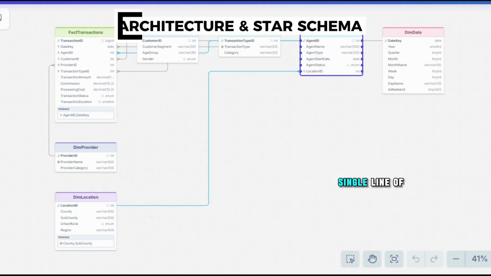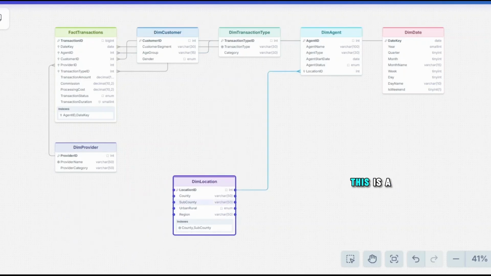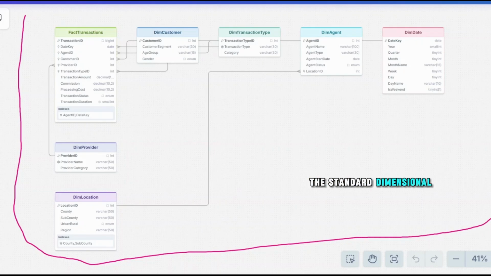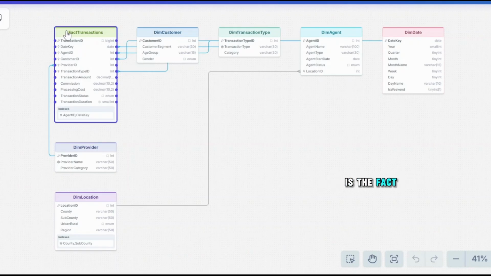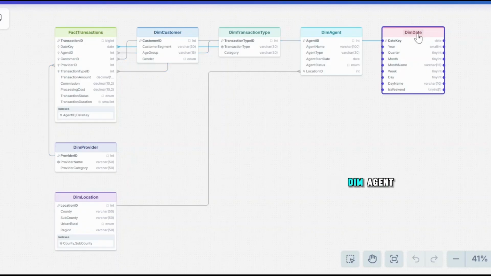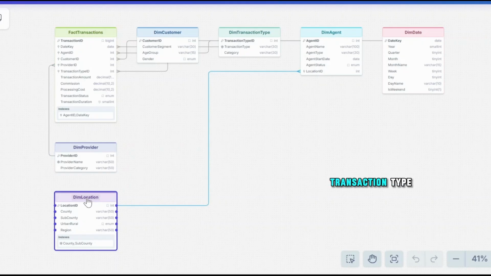Before writing a single line of Python or SQL, I designed the data model. This is a star schema, the standard dimensional modeling pattern used in enterprise business intelligence. At the center is the fact table, fact transactions, which will hold all 1 million transaction records. Surrounding it are 5 dimension tables: DIM date, DIM agent, DIM customer, DIM provider, and DIM transaction type.